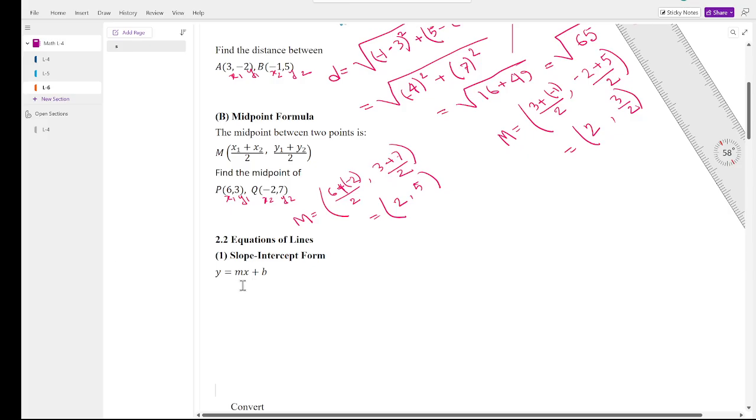Now we are talking about equations of a line.